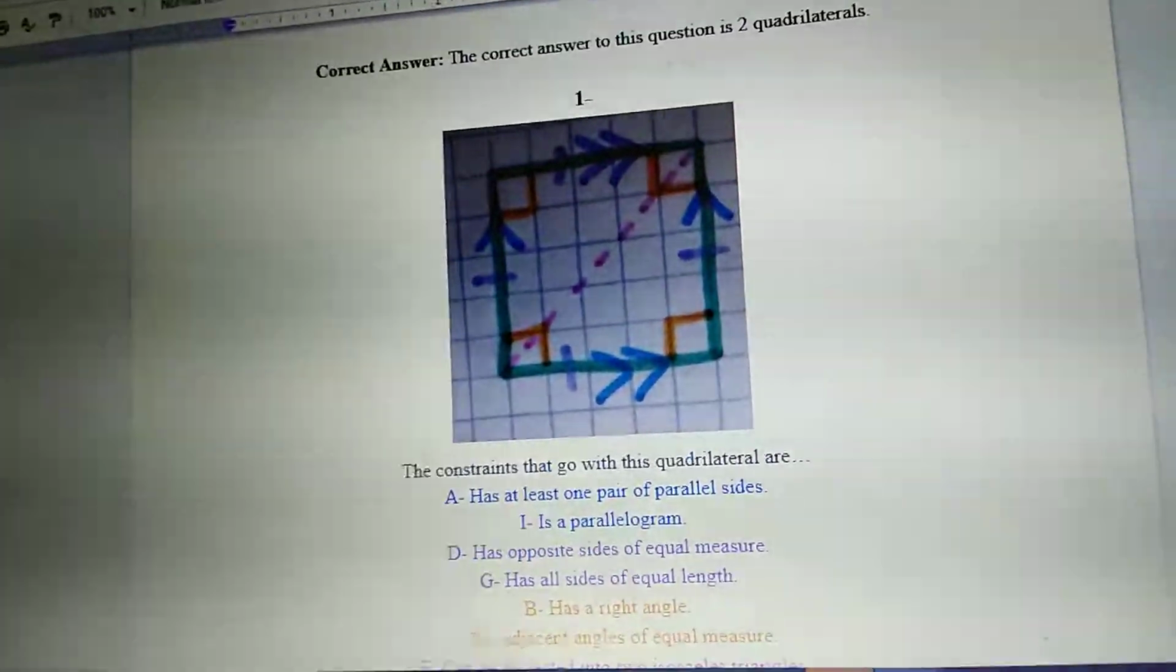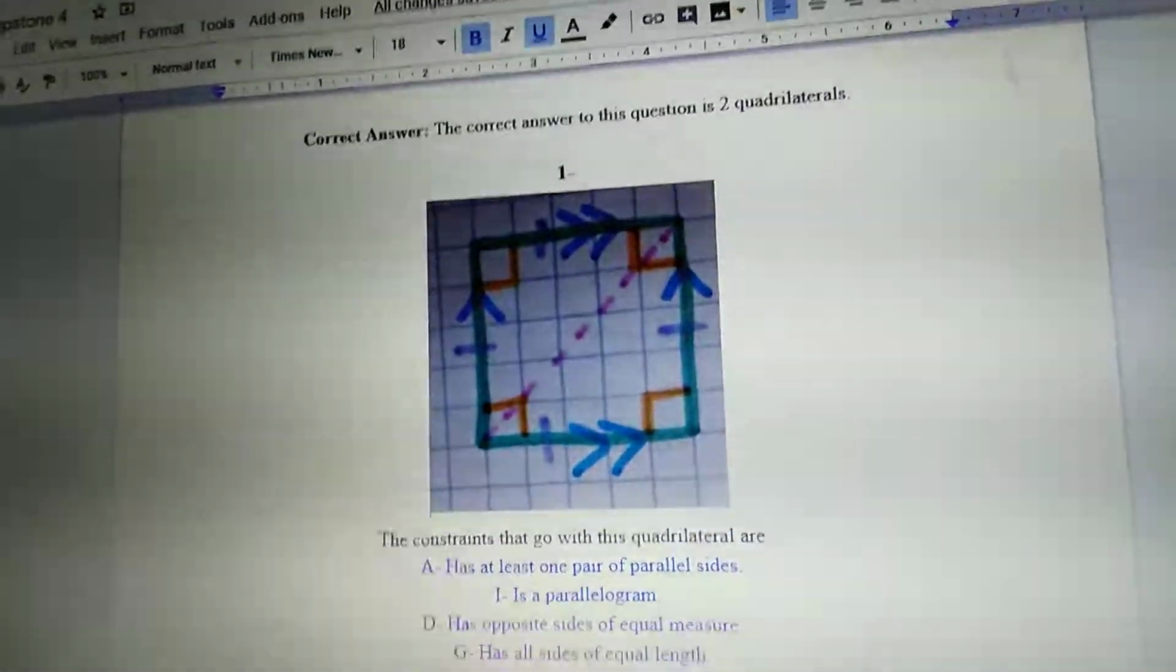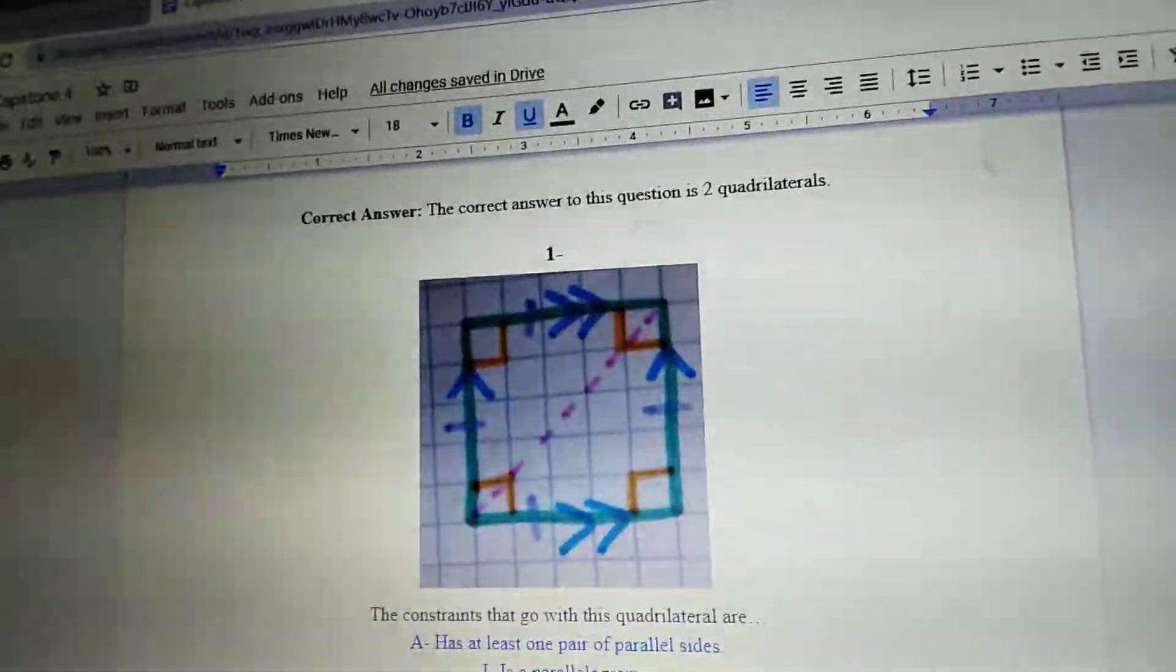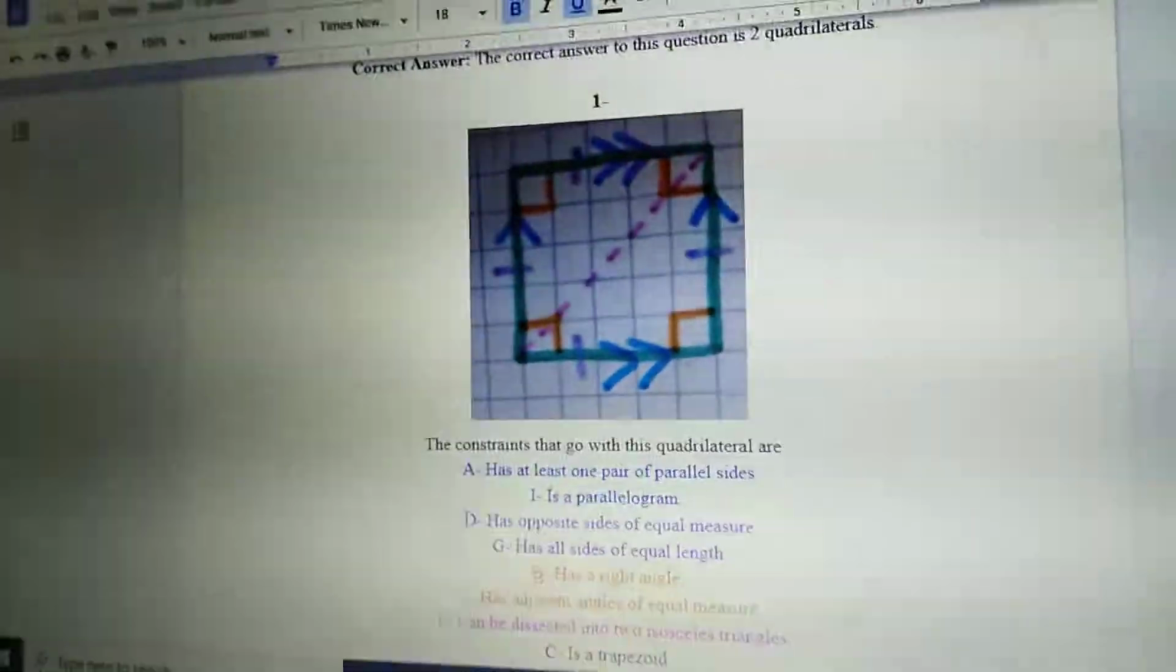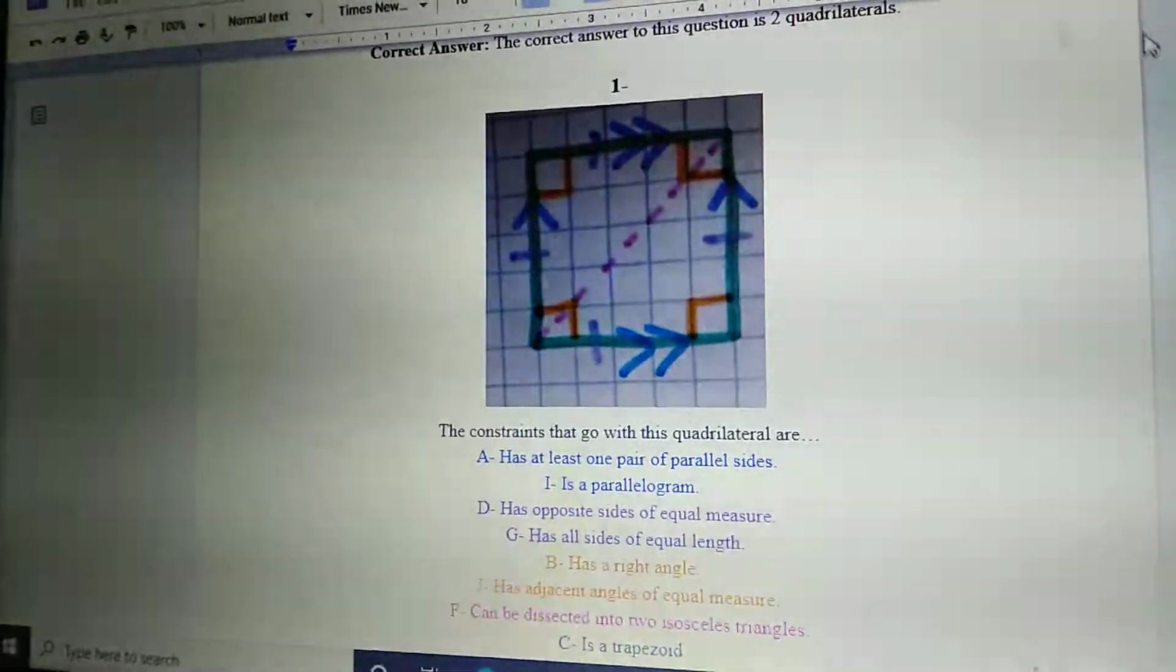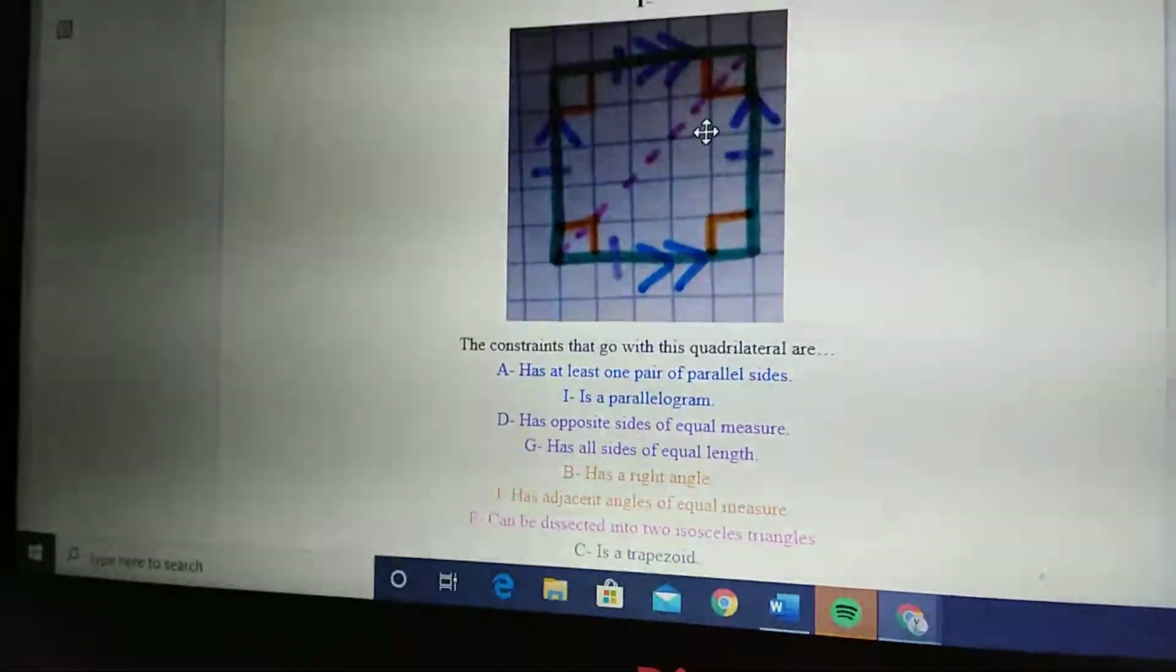And then I had J, adjacent angles of equal measure. It's because all angles are 90 degrees. And it also can be dissected into 2 isosceles triangles. And it is also a trapezoid.